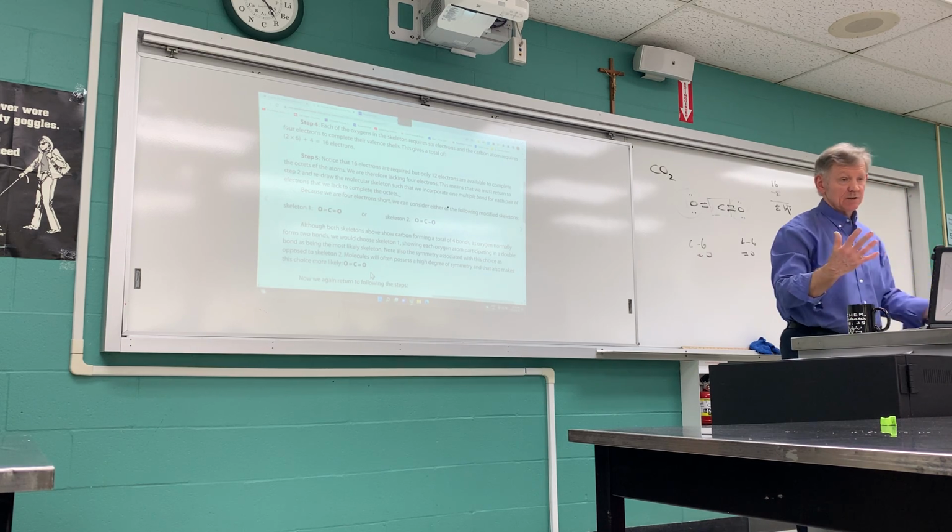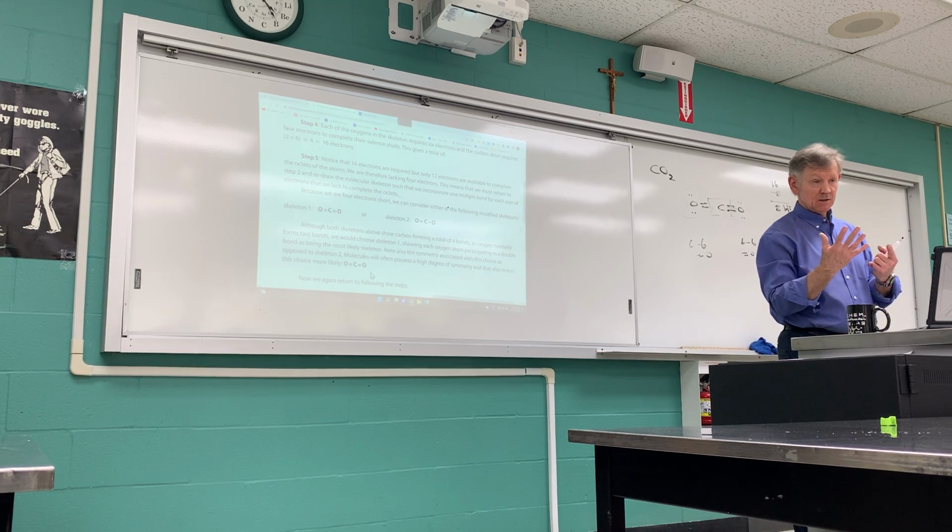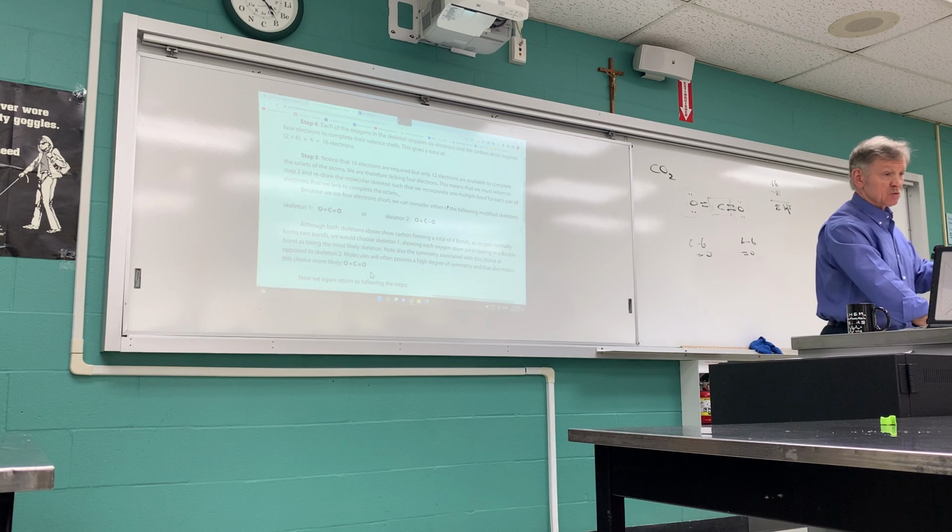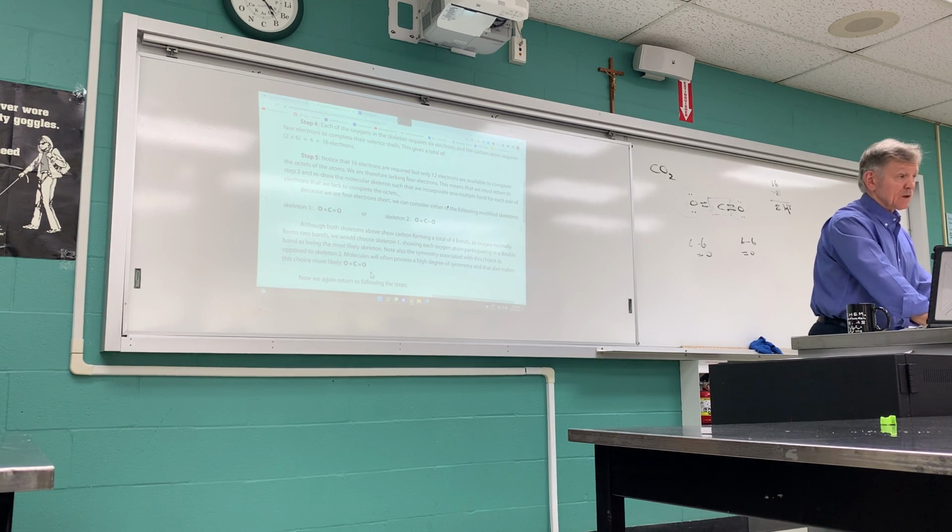Oxygen has 6 valence electrons, right? Agreed? We're subtracting from that how many electrons we've given it in the structure. How many have we given it in the structure? 7. So that oxygen has a formal charge of -1. In the other diagram, they're both 0.